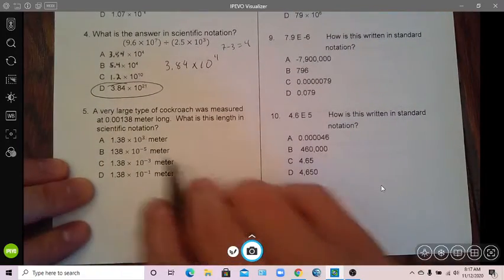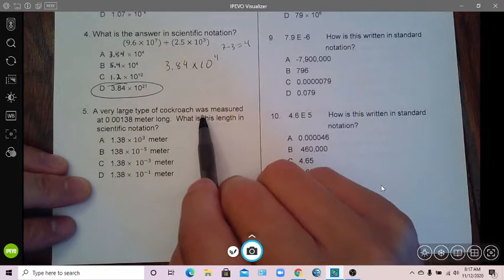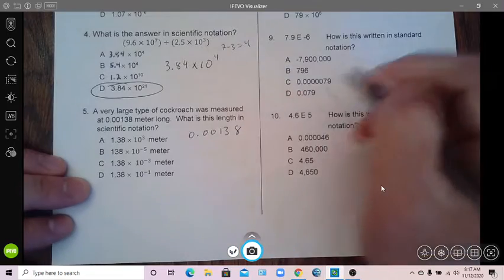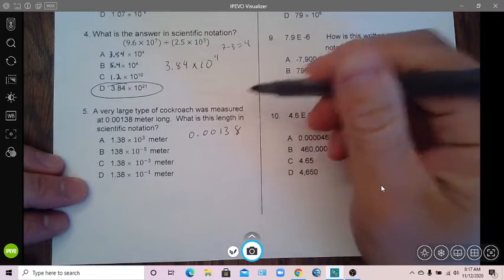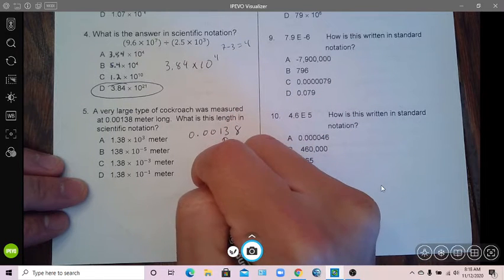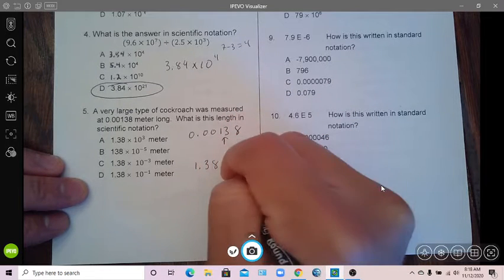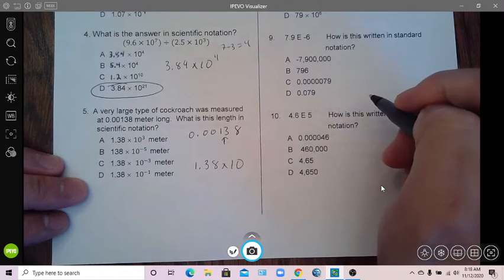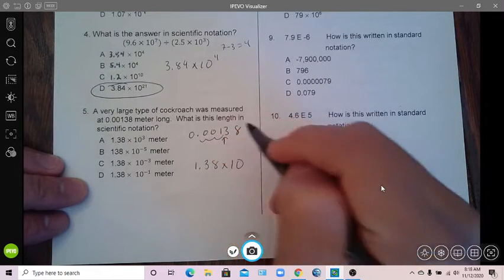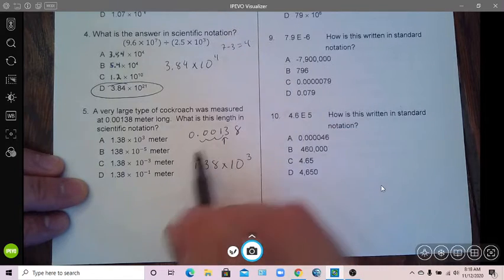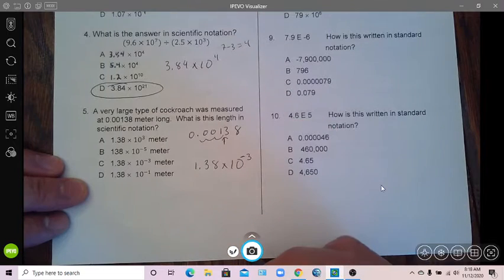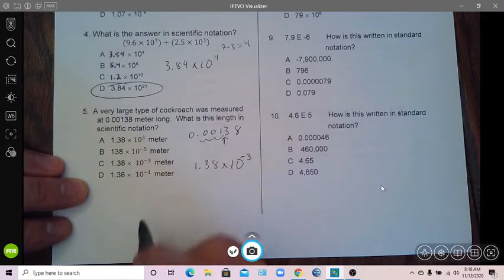Number 5, a very large type of cockroach is measured at 0.00138 meters long. What's the length in scientific notation? I need a number between 1 and 10, so I'll put it at 1.38. Now I had to move the decimal 1, 2, 3 past 3 numbers. The number is less than 1, so it'll be a negative 3. Okay, so this one is option C.